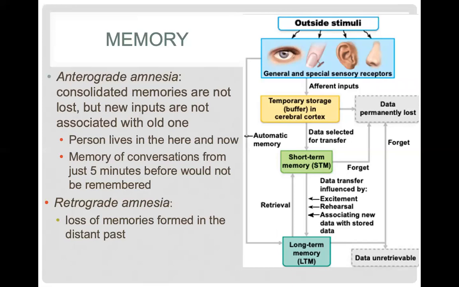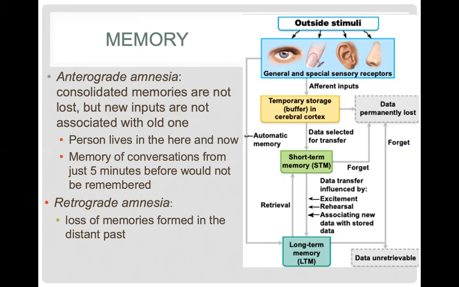Now, in terms of memory, you can have traumas that can affect your memory. There are two main types of memory loss. One is identified as anterograde amnesia, and the other is retrograde amnesia. Anterograde amnesia is where the old memories are not lost, but you cannot create new memories and associate them to your old information. So basically, you're stuck in the past, if you want to think about it.